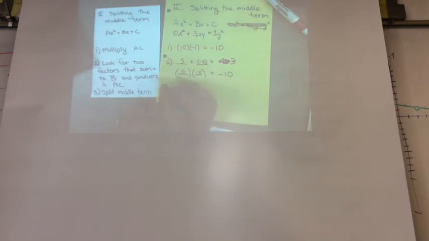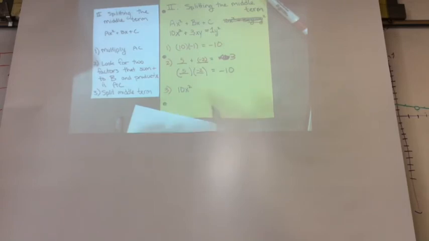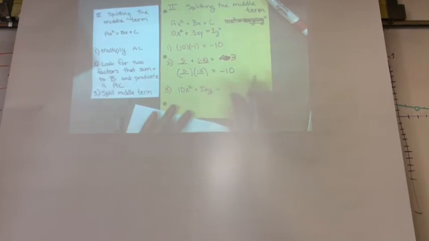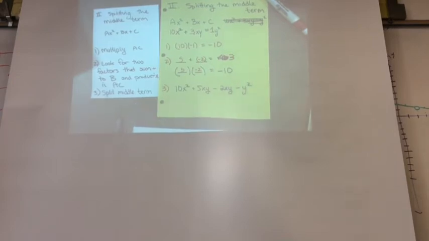Awesome. Now, I'm going to go back to my original equation. I'm going to write 10x squared. Okay? But now, instead of writing 3xy, I'm going to say I have 5xy minus 2xy. I have used my two terms here, 5 and negative 2, in splitting the middle term. I have turned 3 into 5 and negative 2. And then continuing out, minus y squared. Okay, we have split the middle term.